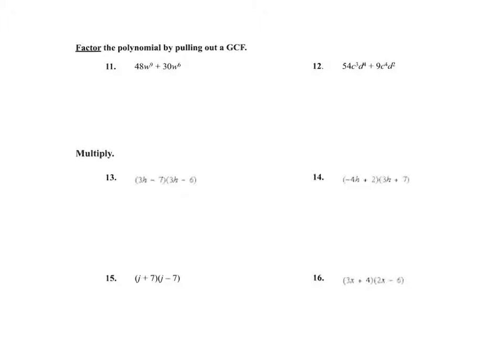Here we are factoring by pulling out the GCF. So pulling out a GCF of 48 and 30, we can pull out 6. The smallest exponent is w to the 6. So then it would be 8w to the third plus 5. Checking, if I distribute back, I would get 48w to the ninth plus 30w to the 6th. For number 12, we'll skip that.